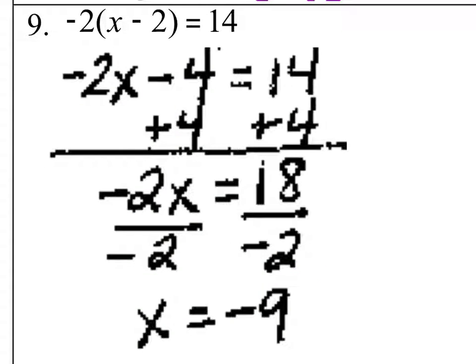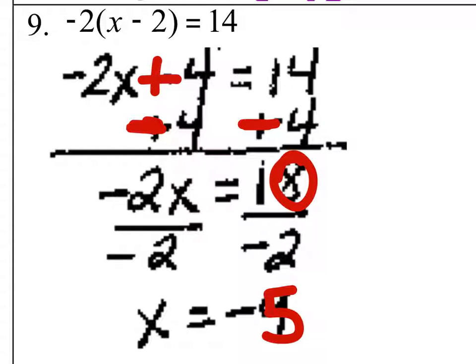Right here. This is another more common mistake that we see on tests. So by distributing this negative 2 into the parentheses, we do get negative 2x, but this becomes a plus 4. So instead of adding 4 to both sides, we'd have to subtract it, making this a 10 right here. Negative 2, that's good. We do want to divide by negative 2 there, but that becomes negative 5.